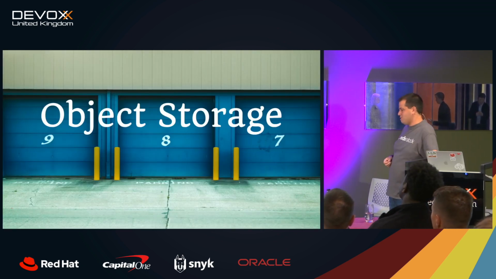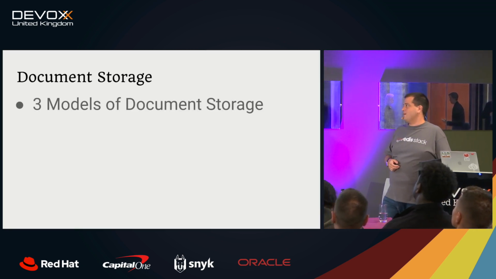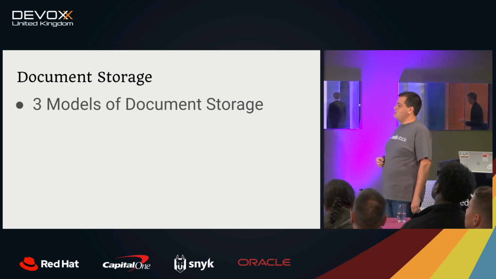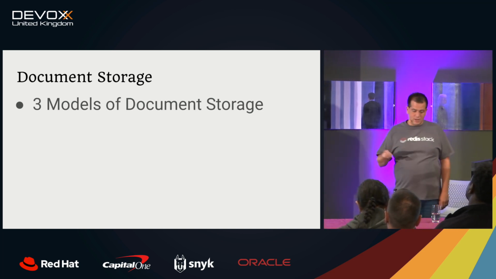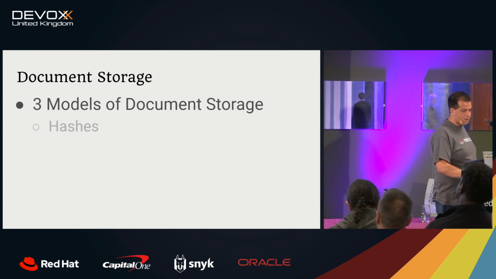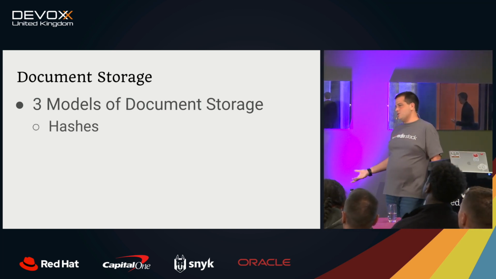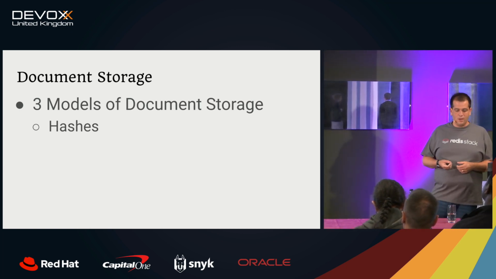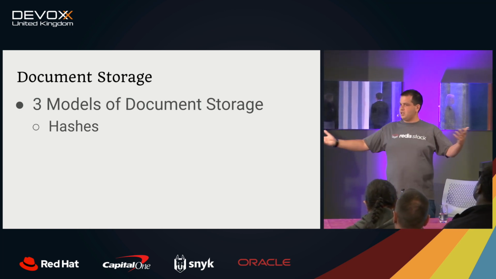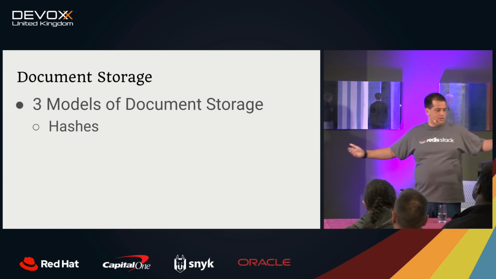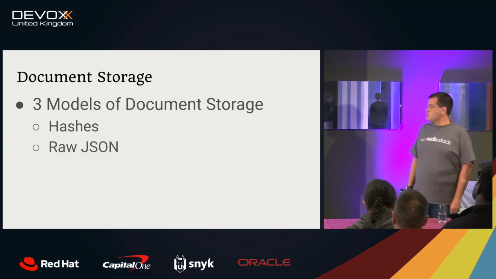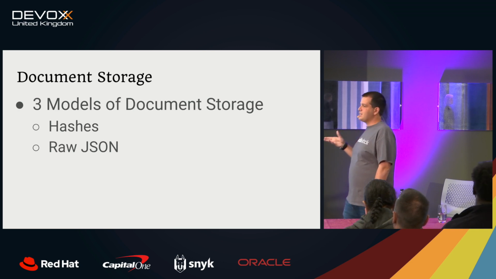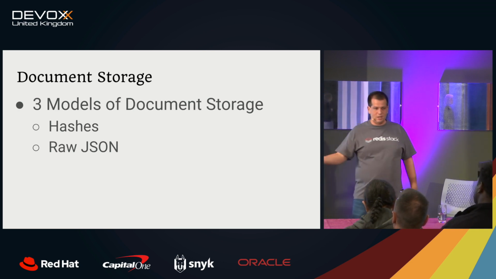So, object storage, and I've kind of alluded to this a couple of times already. You could do different types of document storage, and there are really three models. The first one is hashes. That's that nice flat data structure that we looked at before, where you could store basically a dictionary in Redis. You can have an extensible dictionary in Redis. Then there's raw JSON, where you just use a set command to dump a bunch of JSON data into Redis.